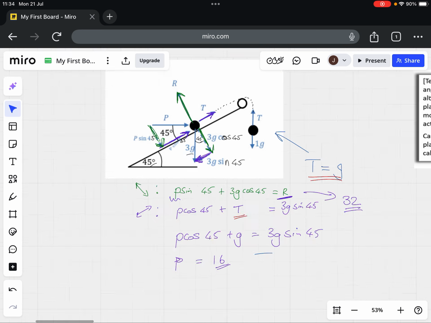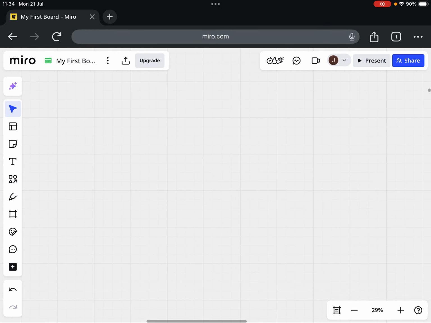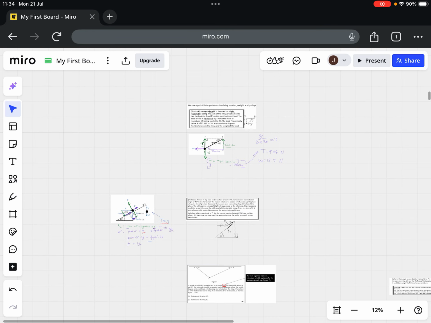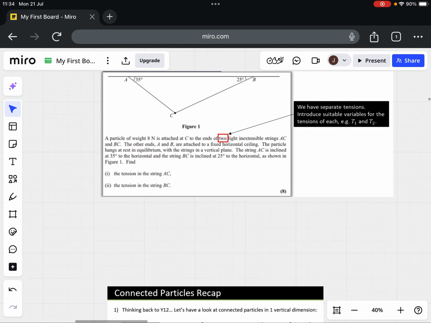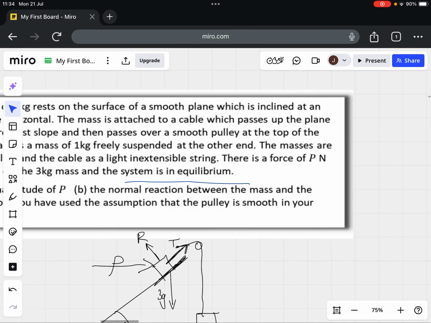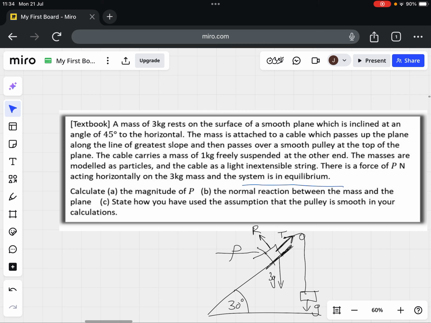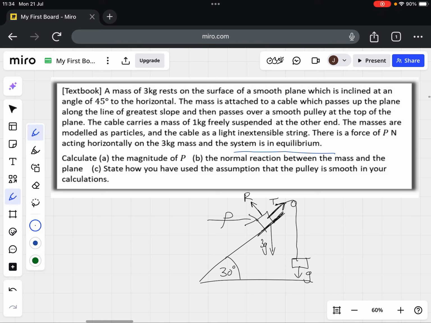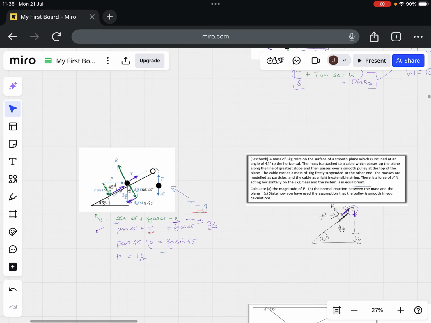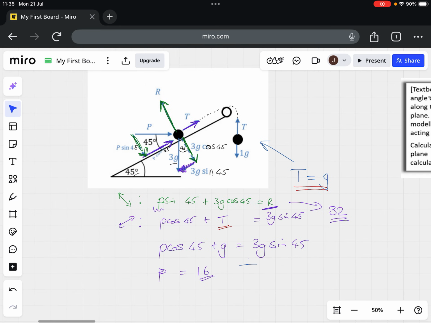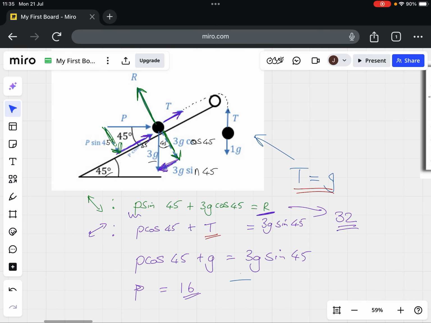And let's answer the final bit of the question. The final bit of the question is state how you've used the assumption that the pulley is smooth. So smooth means that it has no friction, and if it has no friction, what's the consequence? Well, if it has no friction, it means that the tension will be the same on both sides of the pulley. Okay, so that's your first sort of complicated example, I would say there. We've got to draw the forces nice and carefully. We've got to make sure we have right angle triangles in the right way, but then the rest of it is we sort of go with the same thing as before.